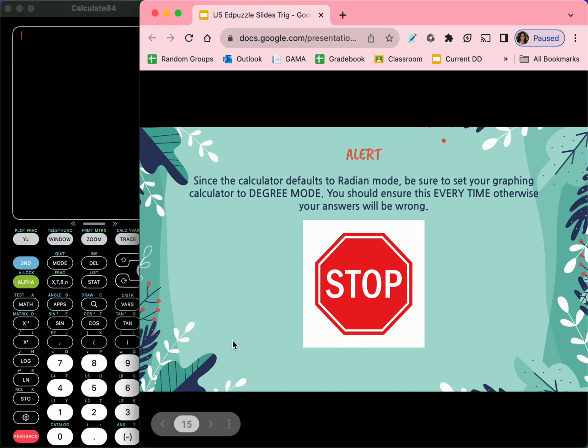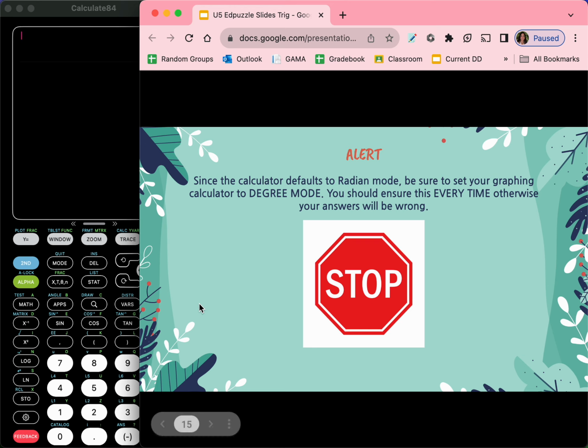So alert, your calculator, which you're going to need one, defaults to what we call radian mode. Now, radian mode is something that affects your answers when you're doing trig problems. So every time you start doing these problems, like if you're in school and then you go home and you're doing your homework, you want to make sure you always check this when you're starting to do a set of problems.